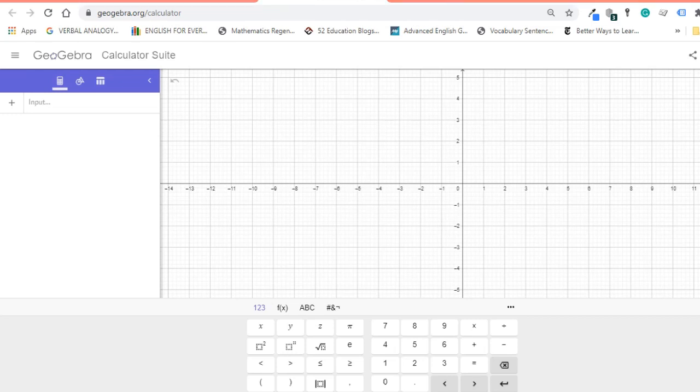Okay, so check. Let us now find the solution to our problem. We will be using Geogebra for this method. This is the graphical method.